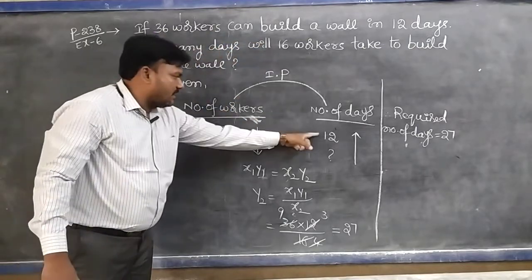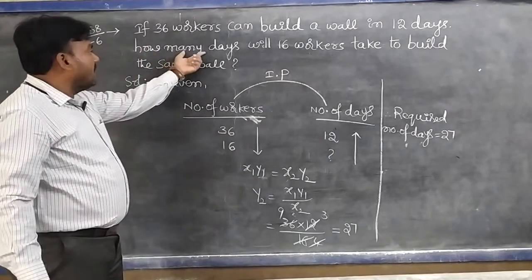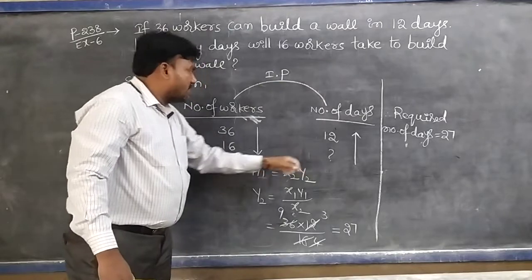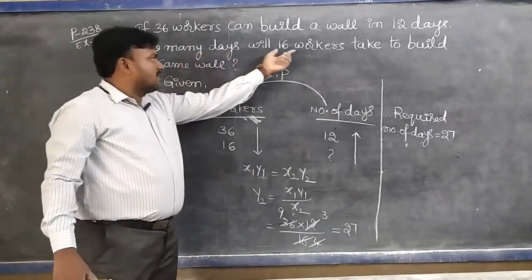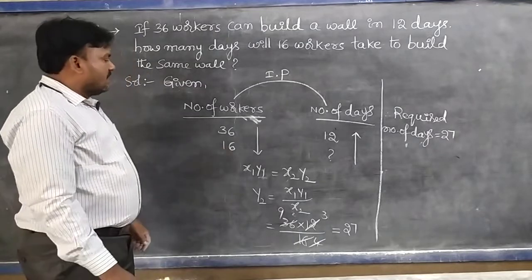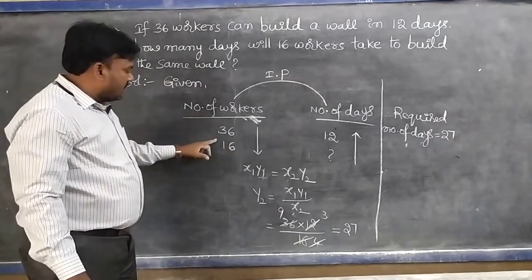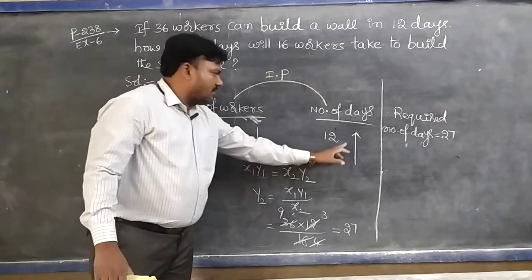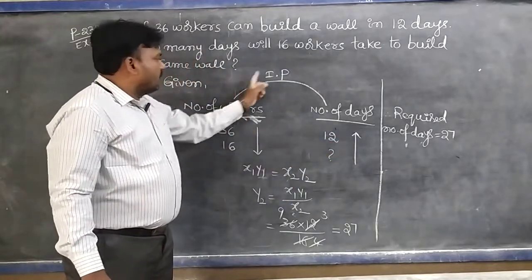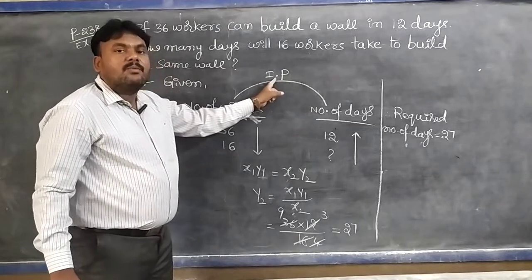So 36 and also 12. Next, in how many days? So we find the days value. Take question mark, students. And again, how many days means 16 workers. 16 means we have taken 16 days. Then observe here. If workers decrease, automatically days increase. So observe the arrows. Then automatically both quantities are in inverse proportion.